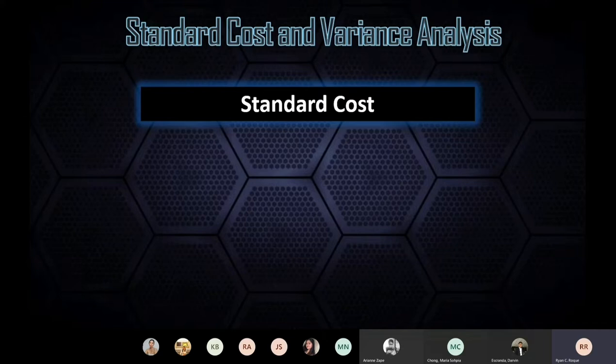Pero yung standard natin is more on per unit. Ang budget natin is more on total. Pero meron din naman tayong total standard cost. Pero anong difference nung dalawa? Kapag budget ang pinag-uusapan natin, ang tinatanong dyan sa exam, what did the company plan to incur? Budget yung pinag-uusapan doon. Pero kapag ang tanong sa exam ay what should the company incur? Standard na po yung sagot natin doon. So yun yung difference ng dalawa.